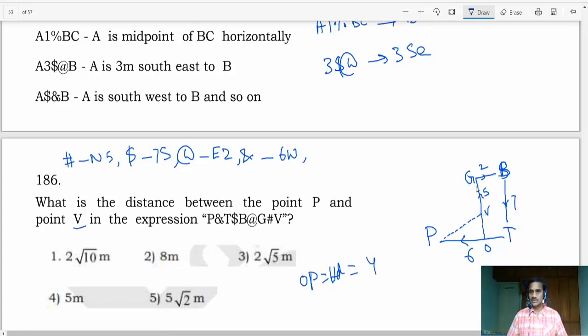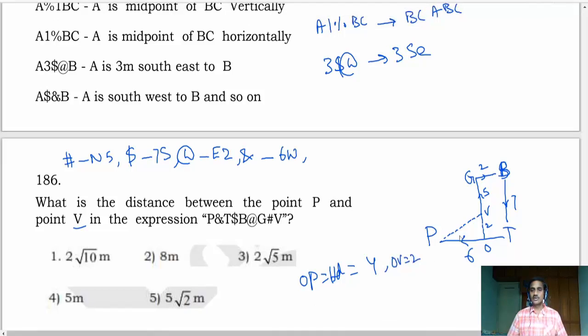అందులో ఇక్కడ నుంచి ఇక్కడికి 5 అయింది. ఇది ఎంత అని చెప్పండి 2 meters. కనుక OV is 2, OP is 4. Then the distance between PV, that is 4 square plus 2 square. What is 4 square? 16. 2 square 4, so total 20. 20 under root ఏమైపోయింది చెప్పండి 4 root 5. Isn't it? And 4 into 5. 4 ని బయట తీసుకుంటే 2 root 5. Then what is your answer here? 2 root 5 meters, that is choice 3. 186, it is choice 3 is the answer.